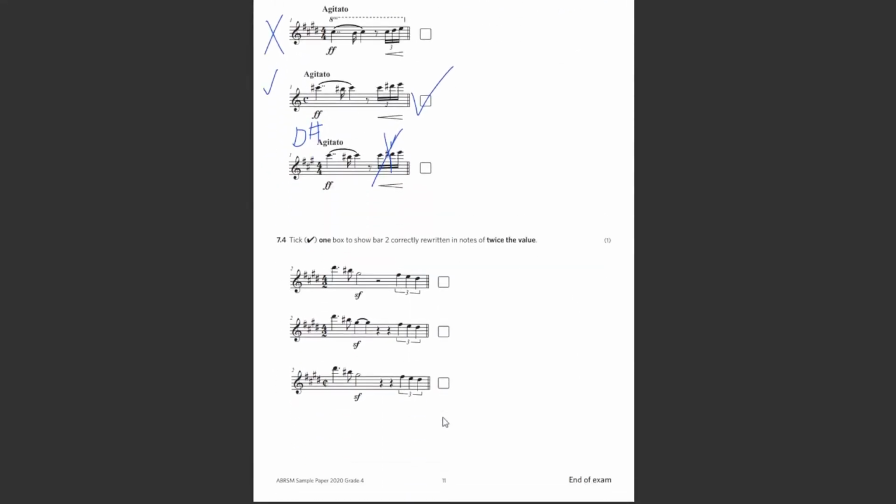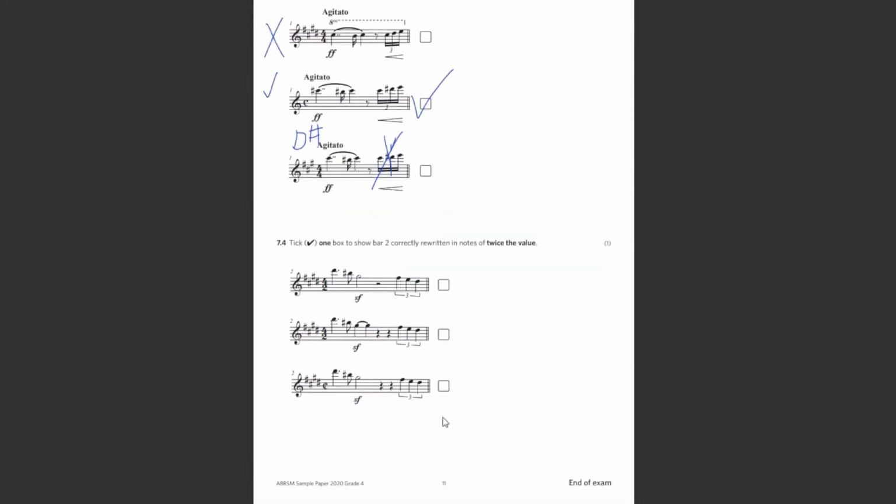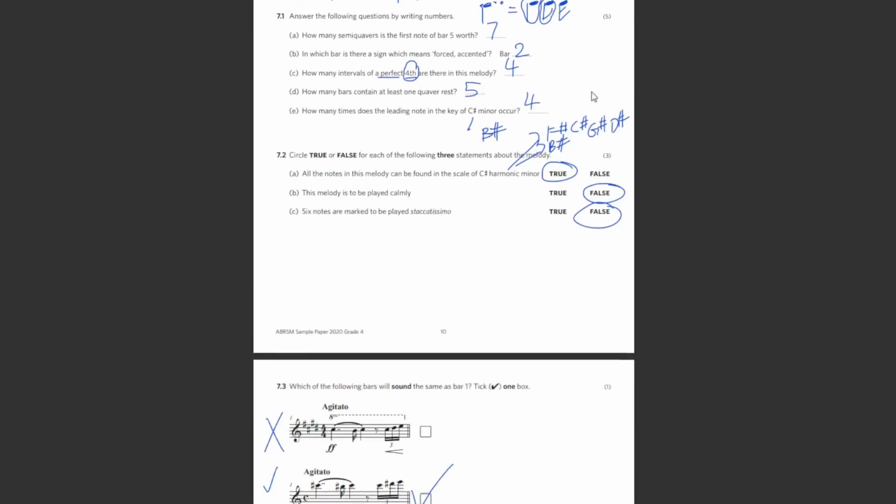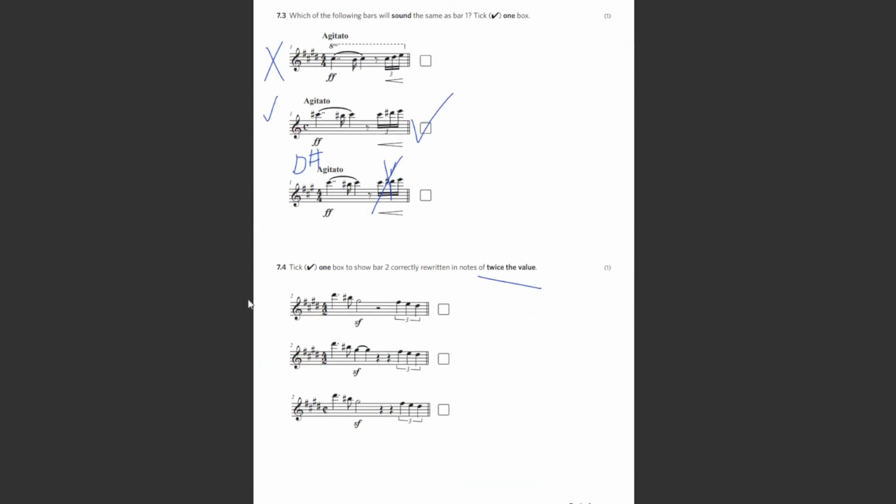Okay, next. Let's look at 7.4. You're asked to tick one box to show bar 2 correctly rewritten in notes of twice the value. Okay, so now, how do you write something twice the value? First, look at the time signature. 4/4. Remember, it is the number at the bottom that you change to make it twice or half the value. So if you want to make it twice the value, you divide this number by 2. So you should have a 4/2 time.